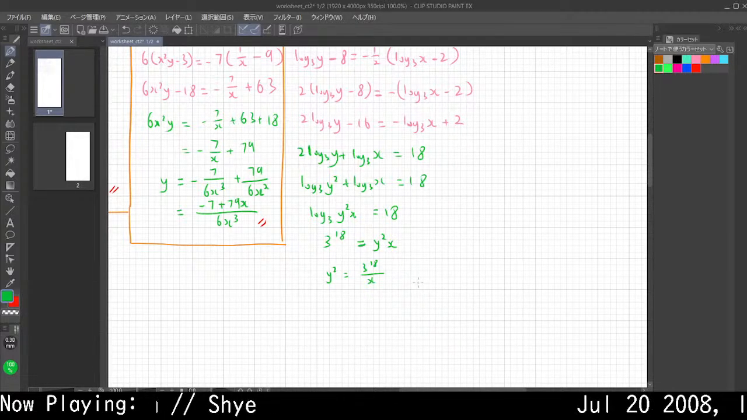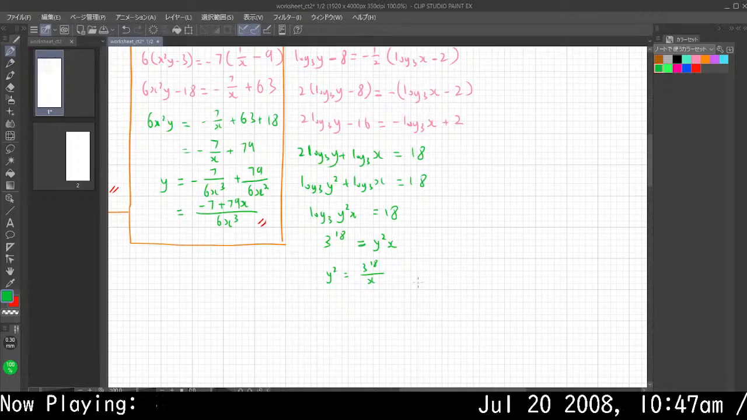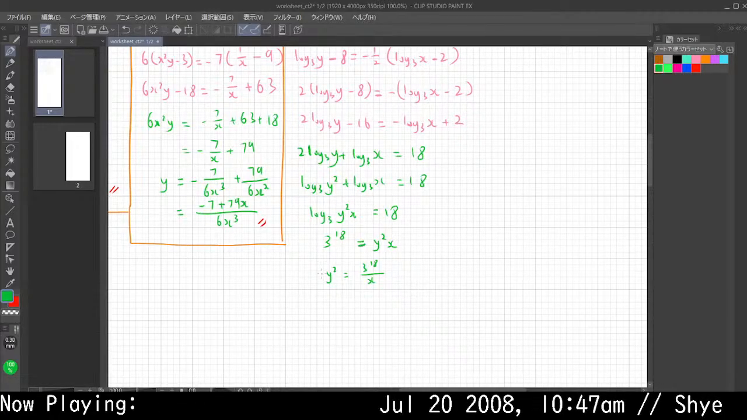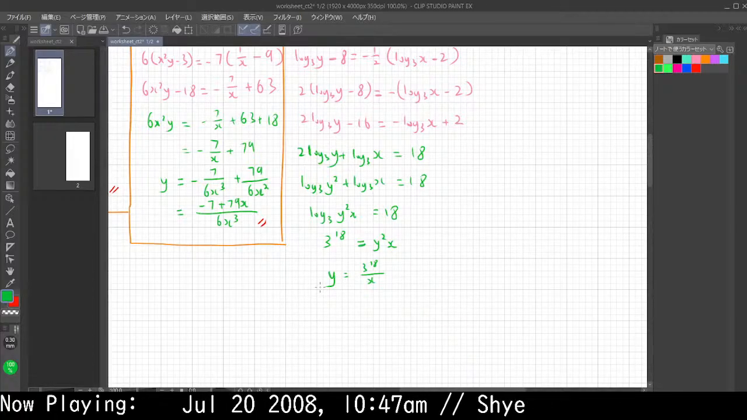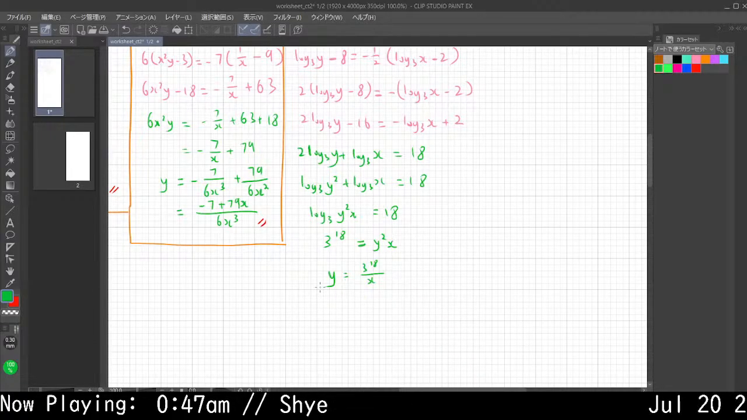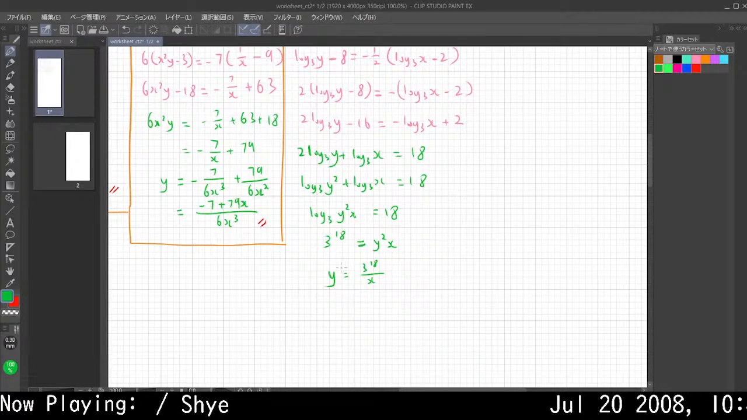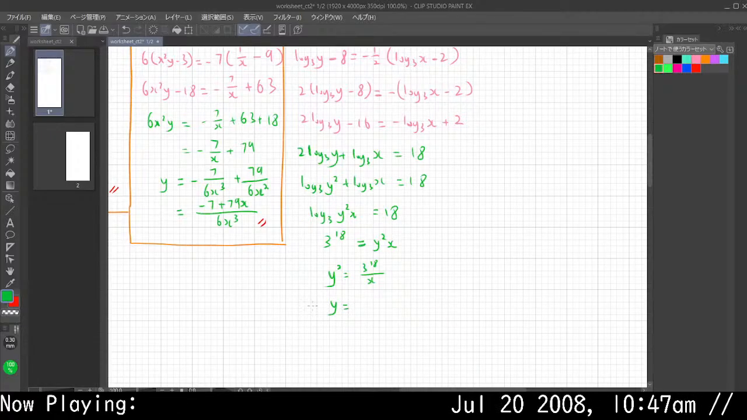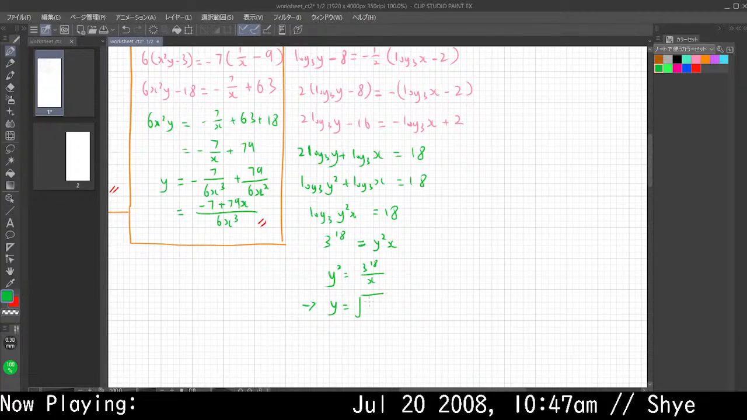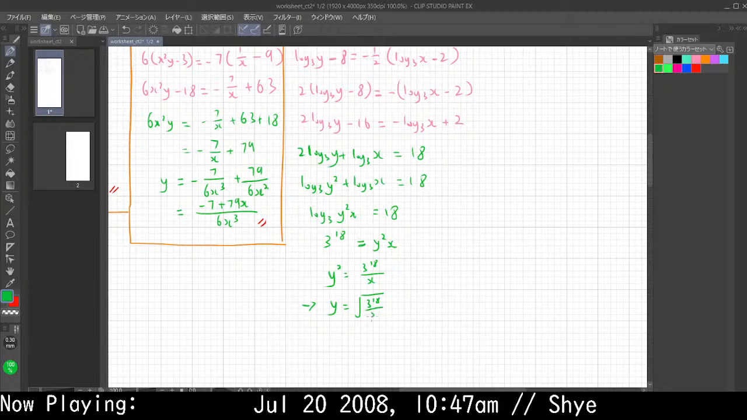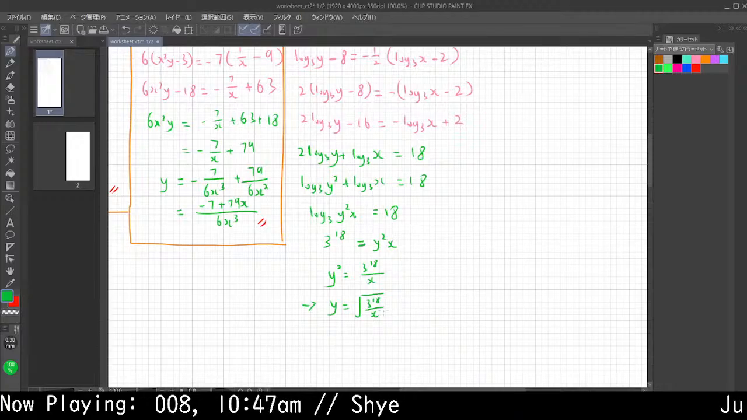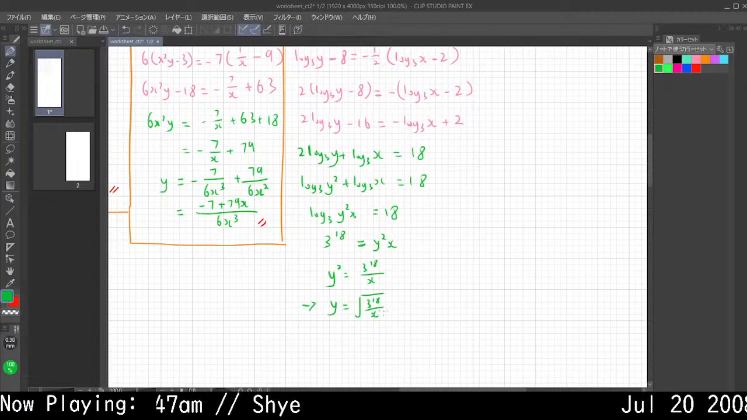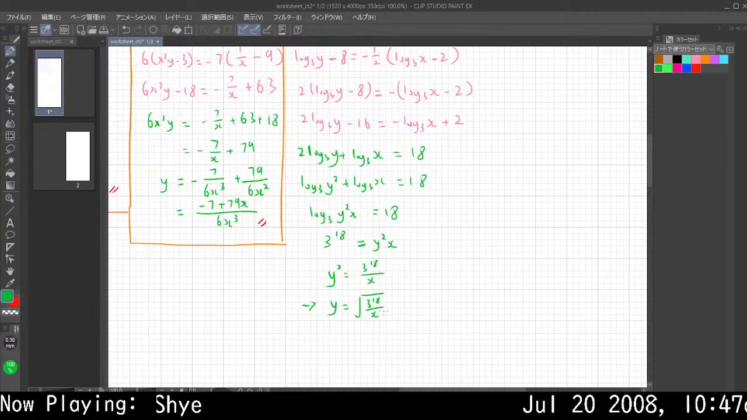And since your y over here is in the original expression, log base 3 y, your y has to be positive. So your y will be equal to the square root of 3 to the power of 18 over x, without the plus minus, because it cannot be minus. The numbers in your log cannot be negative. So your y cannot be minus, therefore it will be positive.